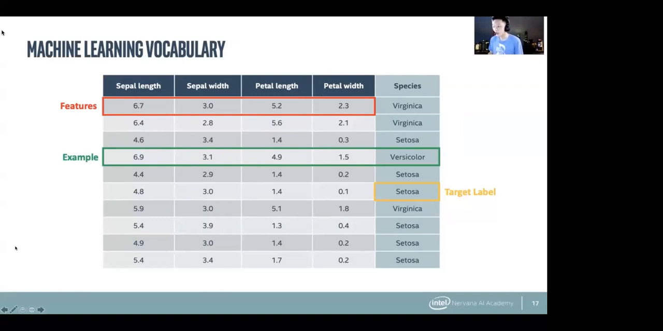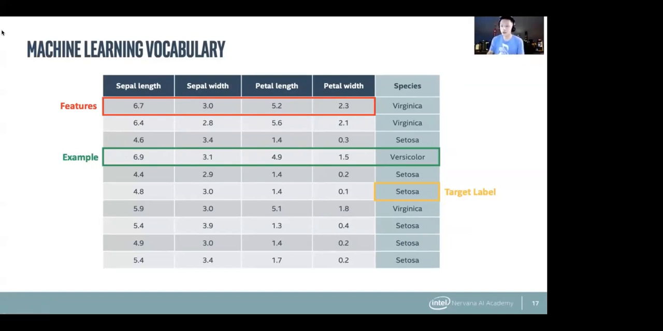And so here you have the target or the label. In this case, we have that this 4.8, 3.0, 1.4, 0.1 corresponds to the Setosa flower, which is the target label. So this is the label here. And then if you combine the features and the label, you get an example, which is this entire flower associated with its features. And that's one example in your table.